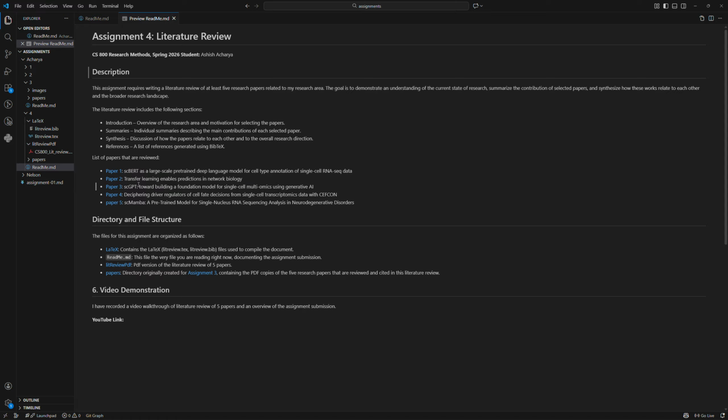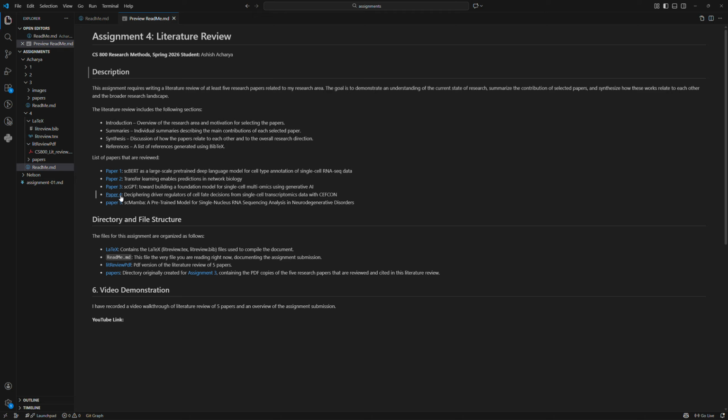The next paper that also supplements the previous one, the Geneformer model, is scGPT, Towards Building a Foundation Model for Single-Cell Multi-omics Using Generative AI. This paper allows a multi-omic dataset, not only single-cell sequencing data but also protein data, to train the foundational model so that it can be fine-tuned on downstream tasks such as batch integration, perturbation predictions, cell type annotation, and so on.